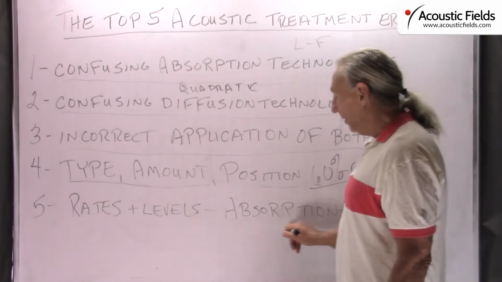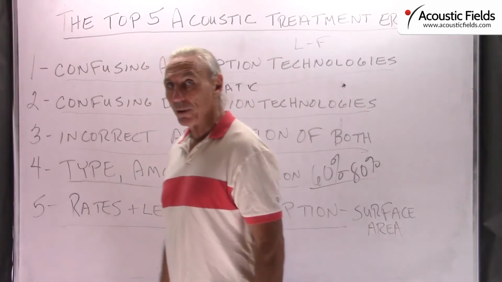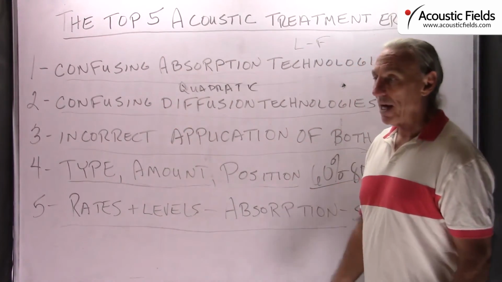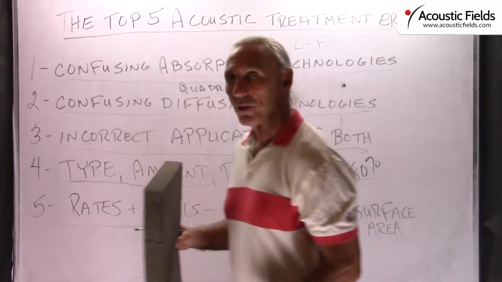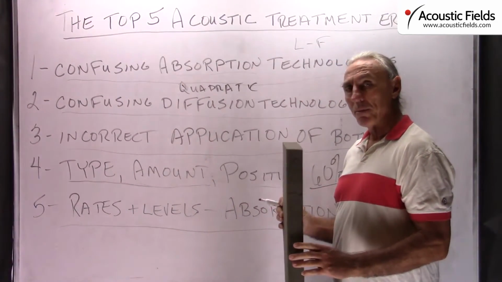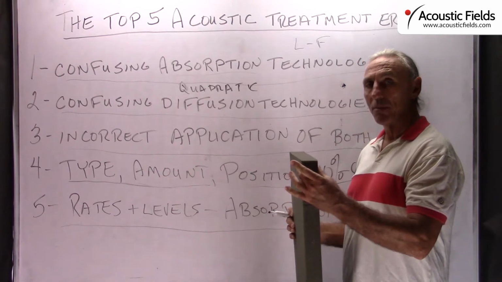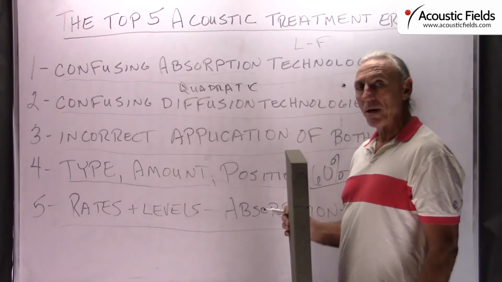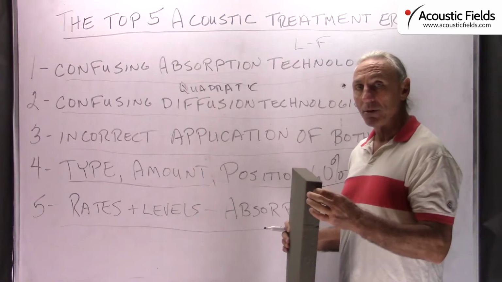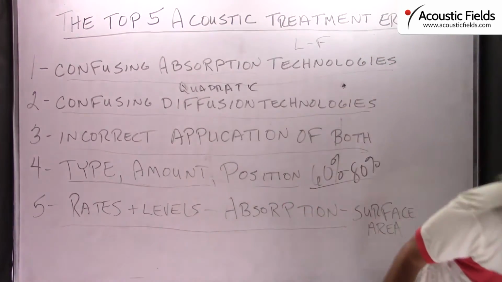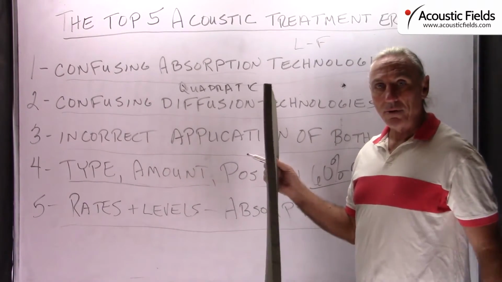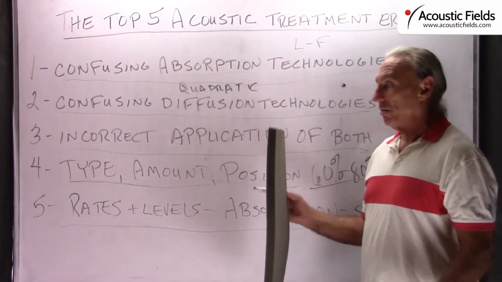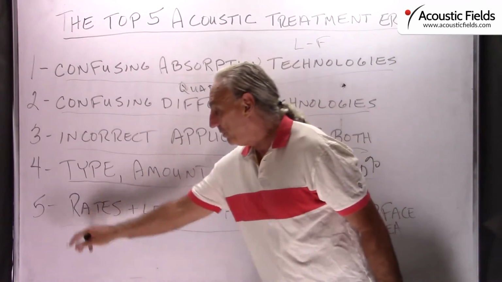So here's another issue we see: rates and levels of absorption. People don't understand. Let me go over here and get you. Here's a piece of our 2-inch foam. A lot of people don't understand that a 2-inch piece of foam has a completely different rate and level of absorption than a 1-inch piece of foam. We have a 1-inch piece of foam here, so you can see that obviously they're half as thick. So we're going to have different rates and levels of absorption.